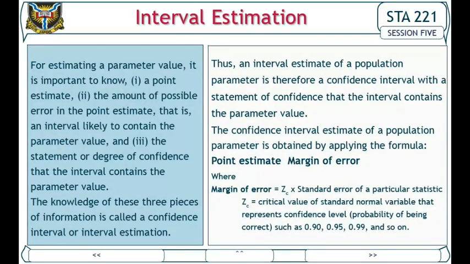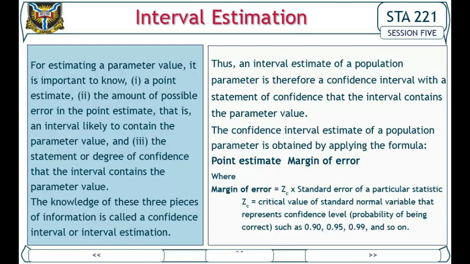Interval estimation. For estimating a parameter value, it is important to know: 1. A point estimate, 2. The amount of possible error in the point estimate, that is, an interval likely to contain the parameter value, and 3. The statement or degree of confidence that the interval contains the parameter value. The knowledge of these three pieces of information is called a confidence interval or interval estimation. Thus, an interval estimate of a population parameter is a confidence interval with a statement of confidence that the interval contains the parameter value.